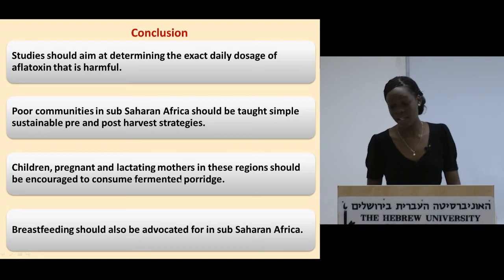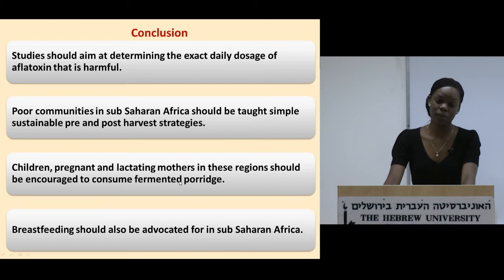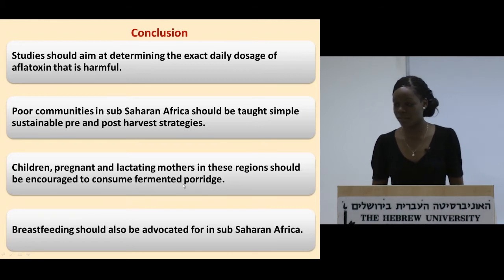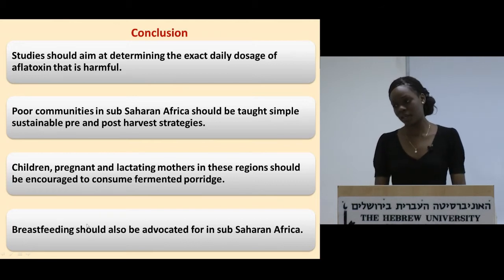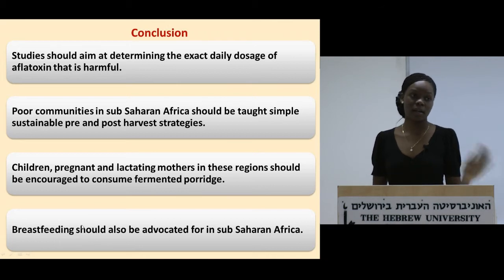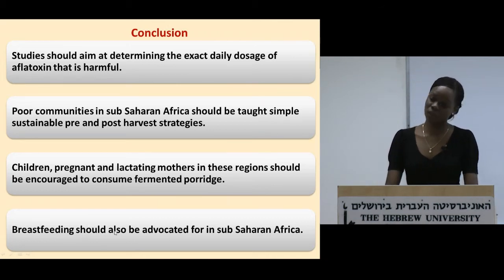Then breastfeeding is the best option as always. It should be advocated for, because children who are breastfed are less likely to be infected with aflatoxin as compared to those who are given complementary foods based on the vulnerable crops.